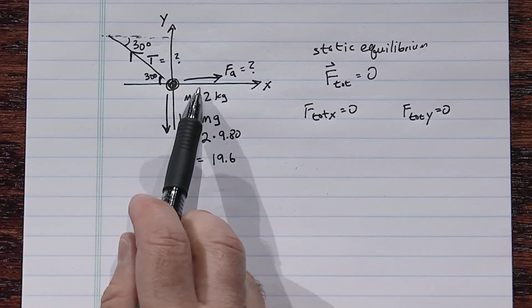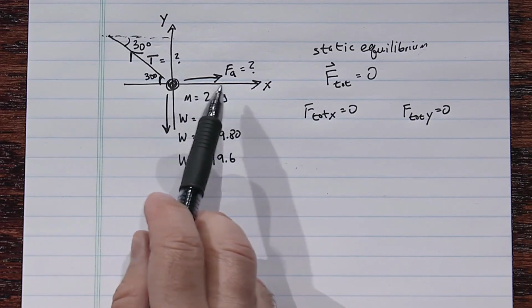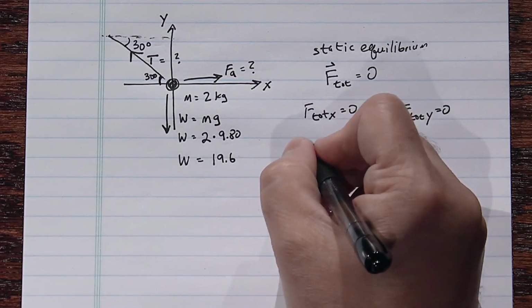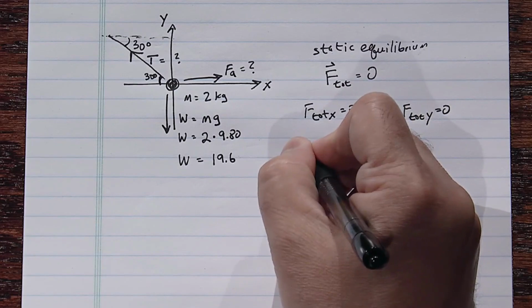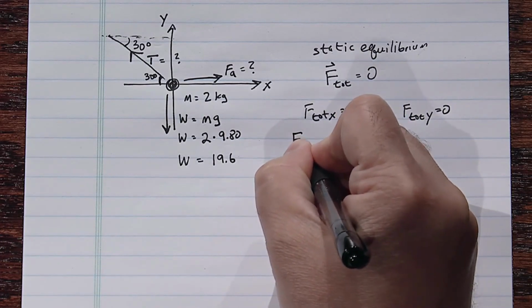Well, let's look at our forces in the x direction. What forces do we have in the positive x direction? Well, our applied force is completely in the positive x direction. It's completely in the x, so all of the applied force is in the x direction. So I can write for force total x, I can write force applied.